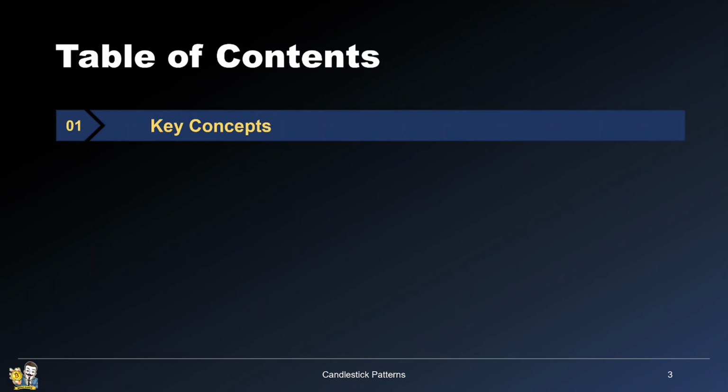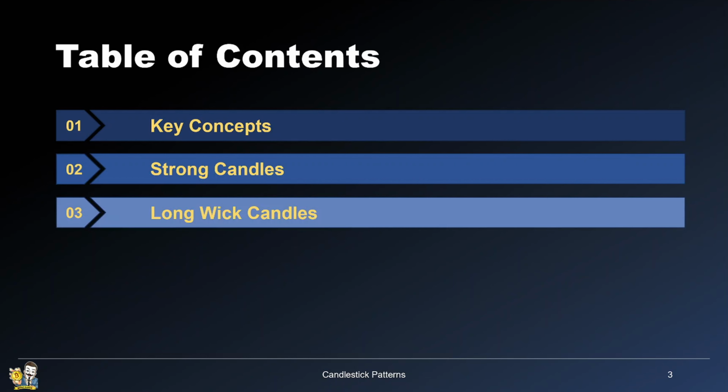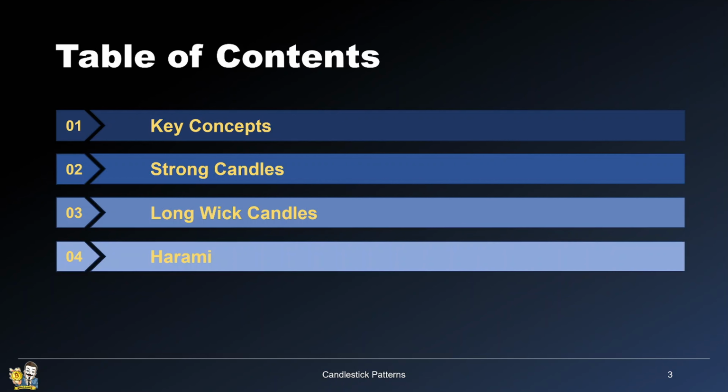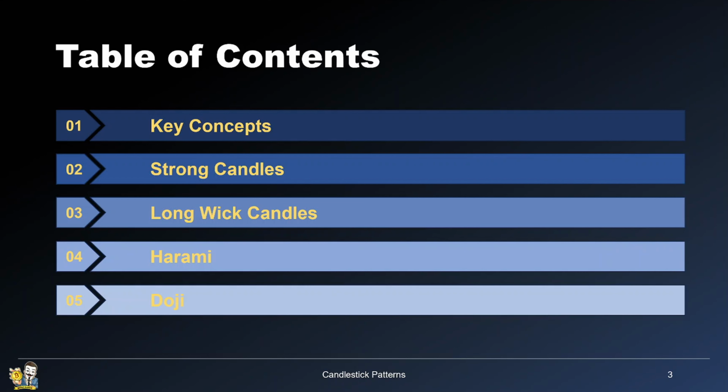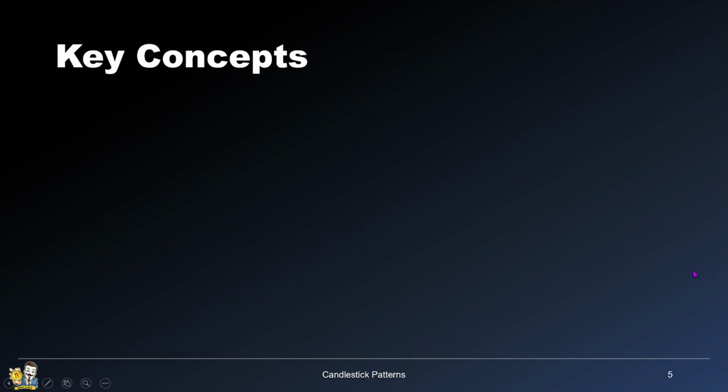First, we'll go over some key concepts. Then we'll analyze strong candles, followed by long wick candles. After that, we'll take a look at the Harami pattern, and finally, we'll study the different Doji candle. Alright, let's start with key concepts.